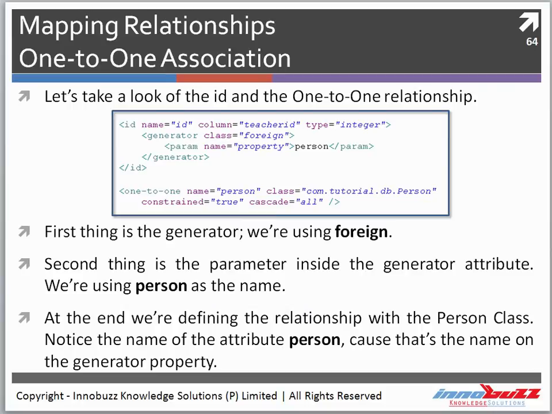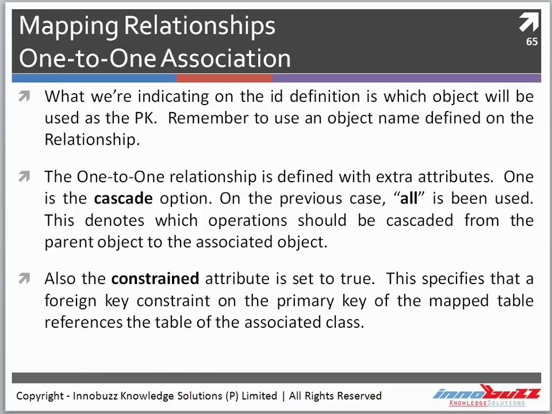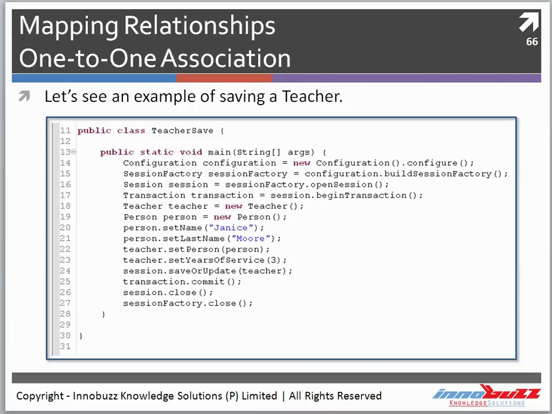Take a look at this example. It's almost the same example as when saving a person, but this time we have to not only create the teacher object, but the person object as well. Also, we have to set the relation between the two objects, and this is achieved on line 22, where we set the person attribute of the teacher object. Also notice that only the method saveOrUpdate is being called over the teacher object. Because we have defined the cascade option, the person object will be saved as well.